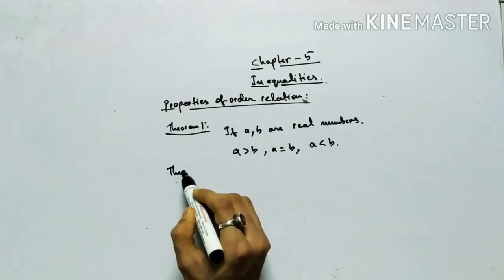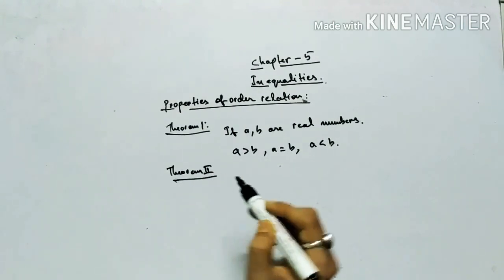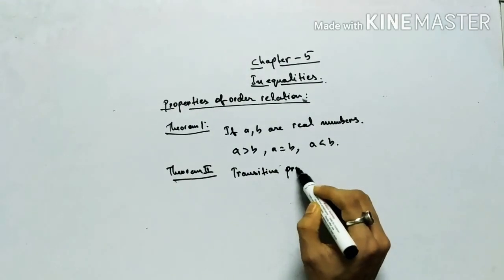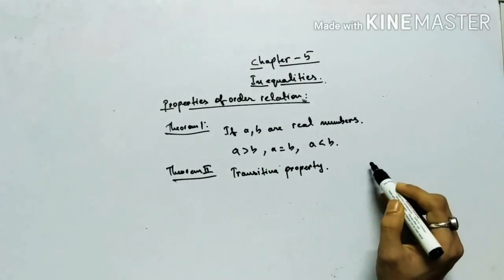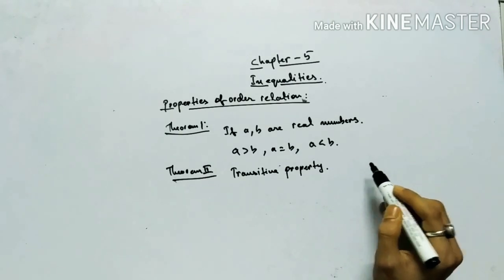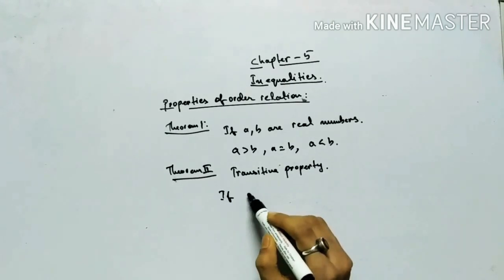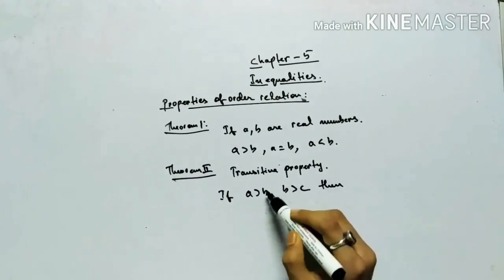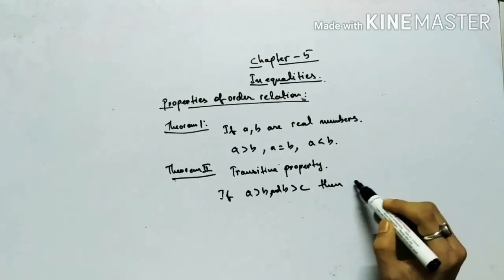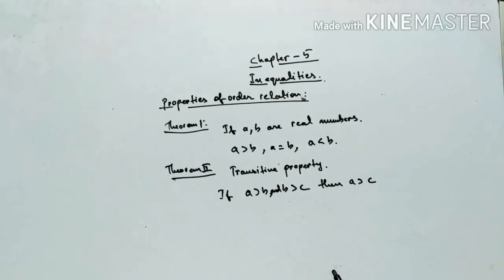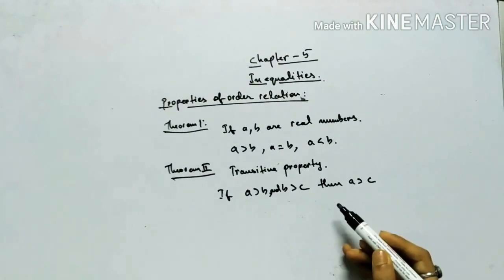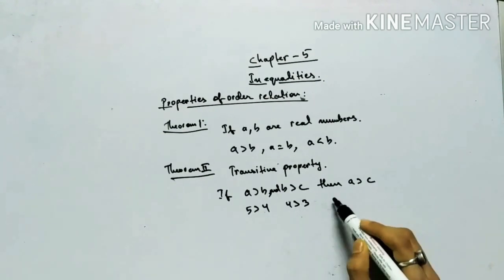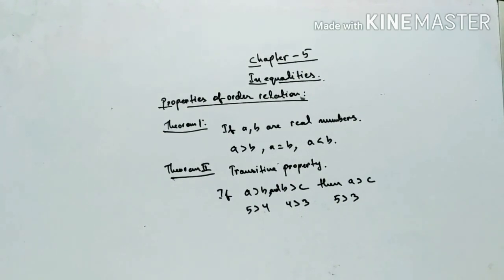Next it is theorem number 2. It is the transitive property. The transitive property says that if A is greater than B and B is greater than C, then A will be greater than C. Understand? For example, 5 is greater than 4 and 4 is greater than 3, then 5 is greater than 3.